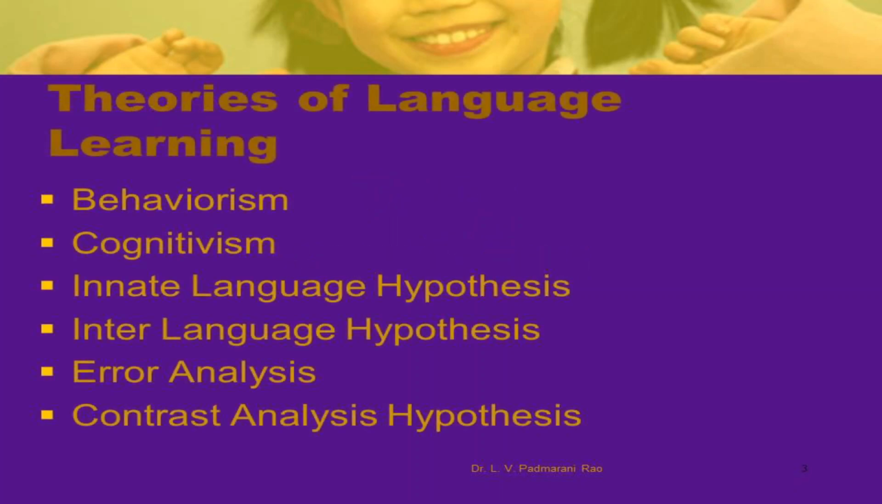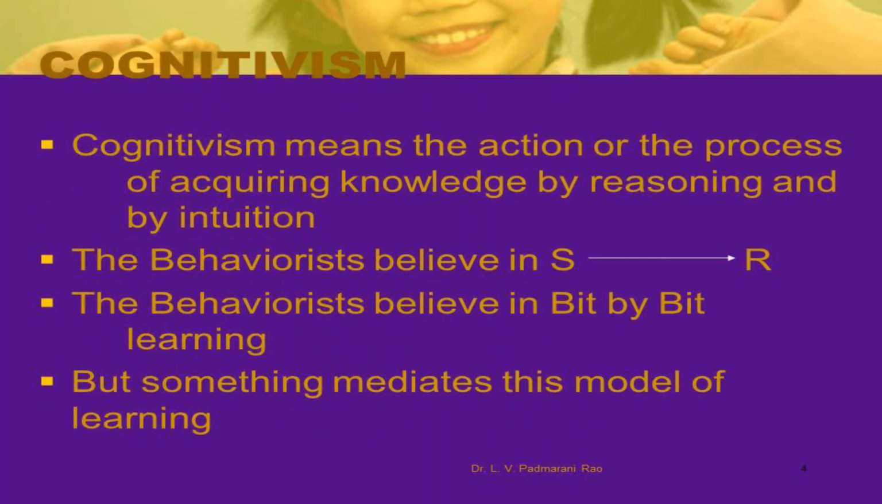While discussing the theories of language learning, we said behaviorism and cognitivism are the two important established theories of learning, along with innate language hypothesis, interlanguage hypothesis, error analysis, and contrastive analysis, as a few hypotheses presented for language learning. In this video, we shall be talking about cognitivism.